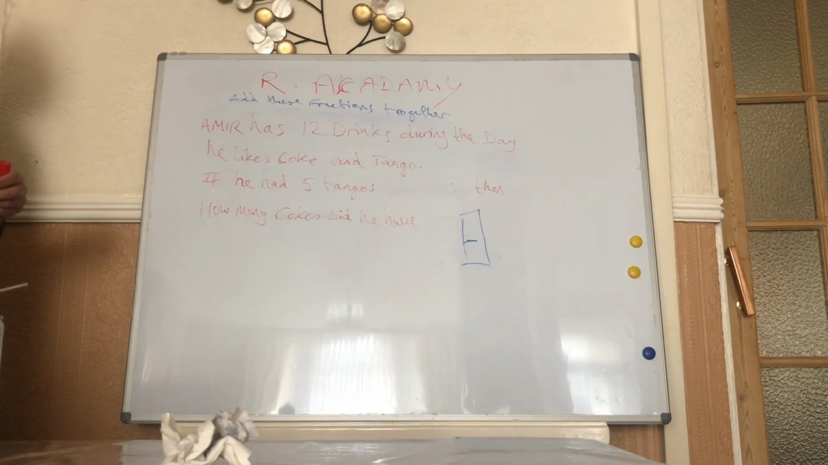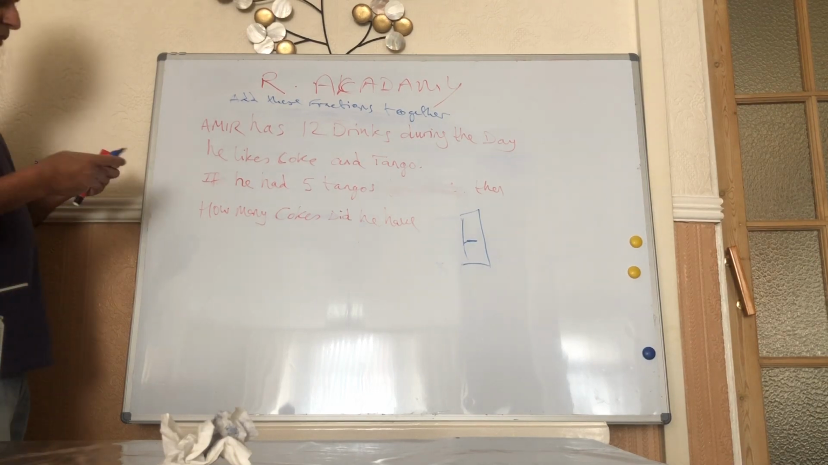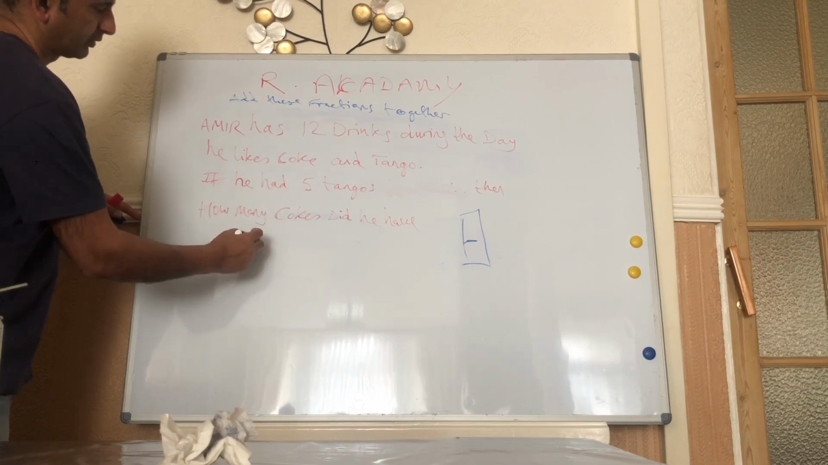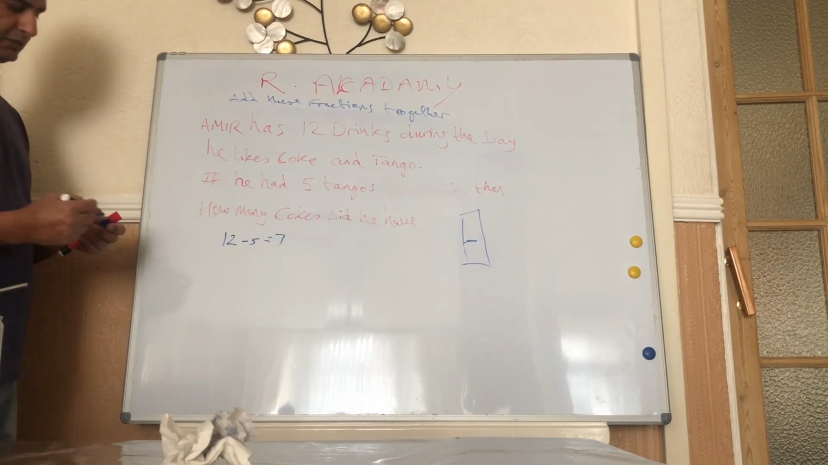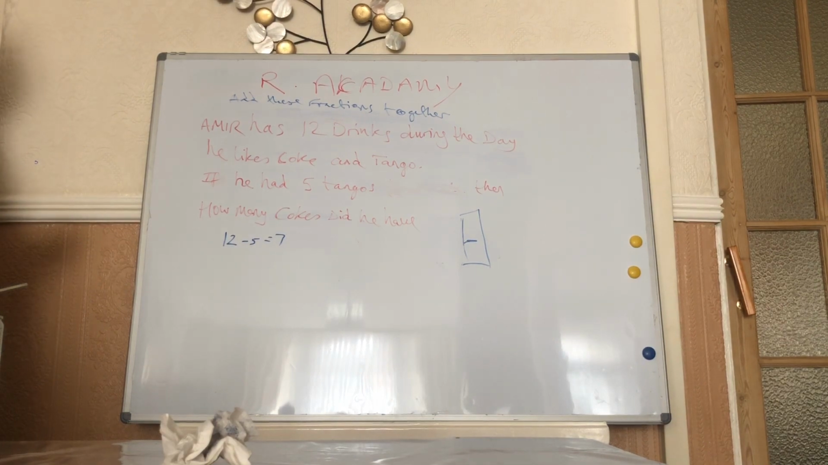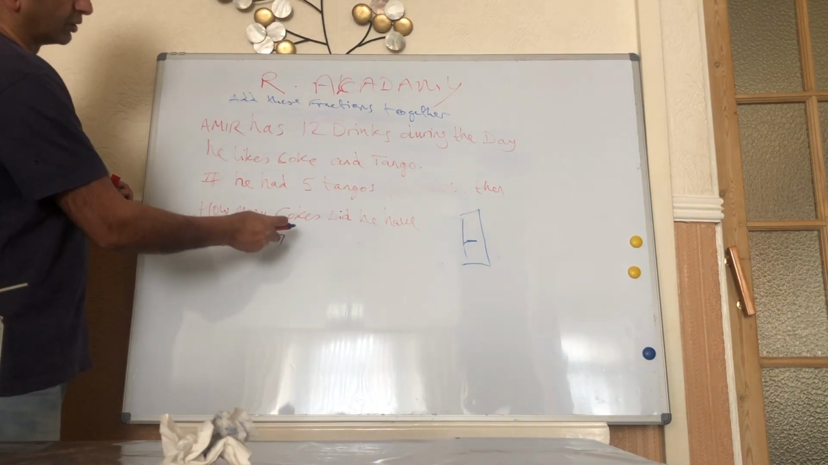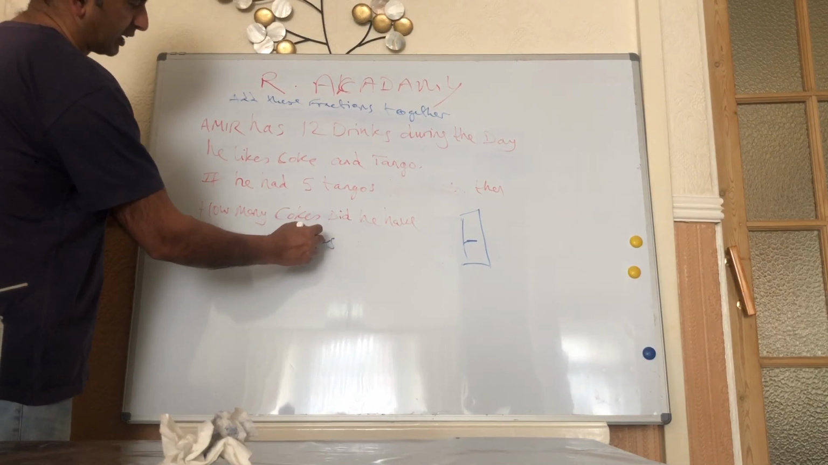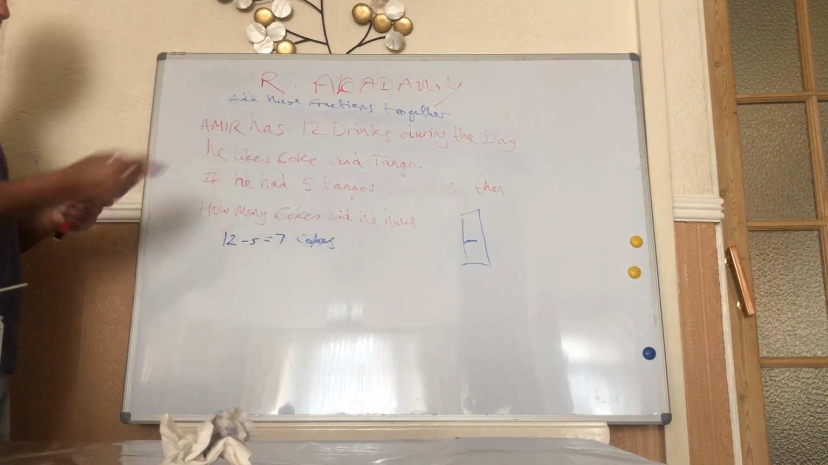First of all, we need to find out how many Cokes there are. So it would be 12 minus 5 equals 7. Okay? So if there's 5 Tangos, there must be 7 Cokes. So now we've established that. But we have to give the answer as a fraction.